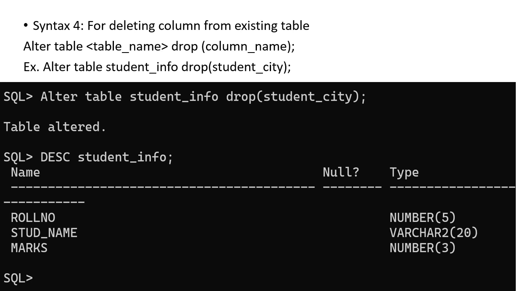For example, suppose I have written this query in the SQL command line as alter table student info drop student city. Suppose I run this command, I will get the message like table altered. And suppose I execute the describe table command, that is DESC student info. See here, the student city column got deleted from the student info table.